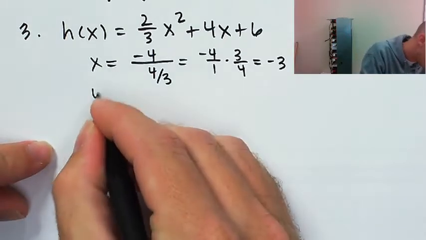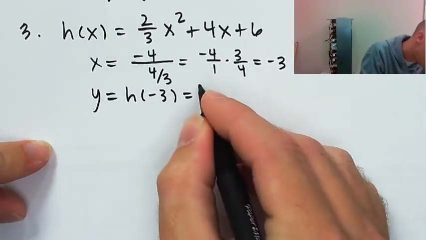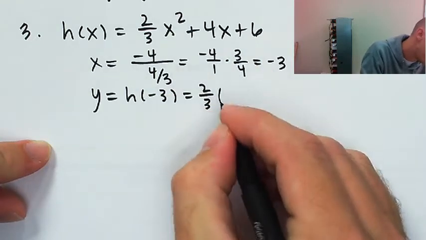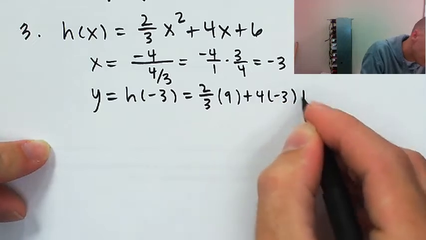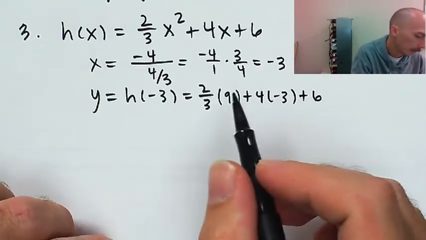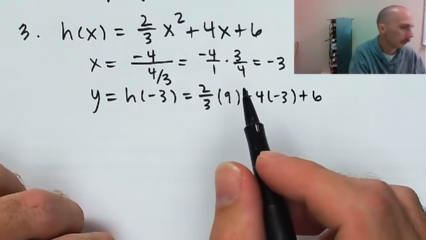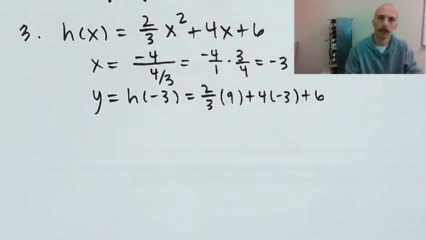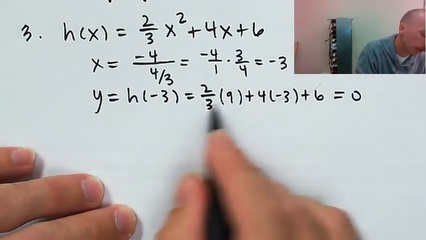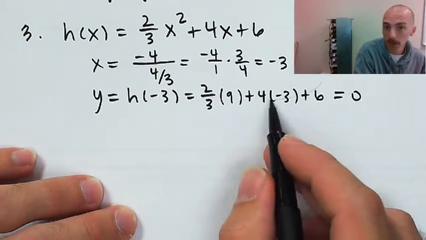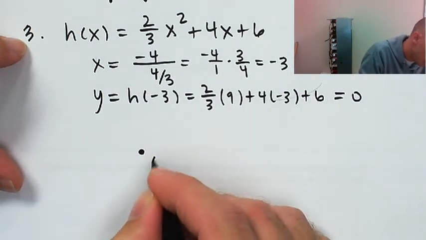And then the y-coordinate is what happens when I plug in negative 3 into this function. So h of negative 3 equals 2/3 times, if I square negative 3, I'll get 9, plus 4 times negative 3 plus 6. Interesting, see how this is going to be another perfect square. This one's going to come back 0 as well, because 2/3 of 9 is 6. 6 plus 6 is 12. 12 minus 12 is going to be 0. So negative 3, 0. Plot that point over here.